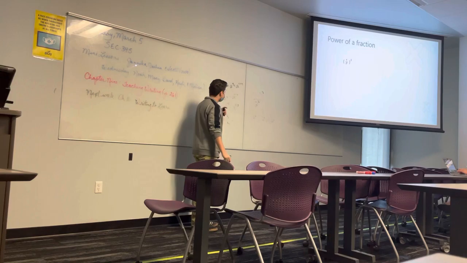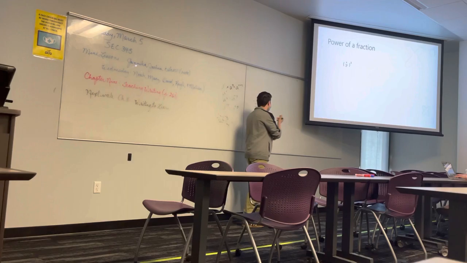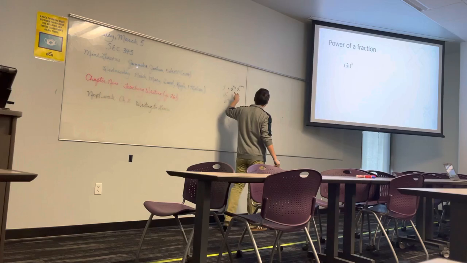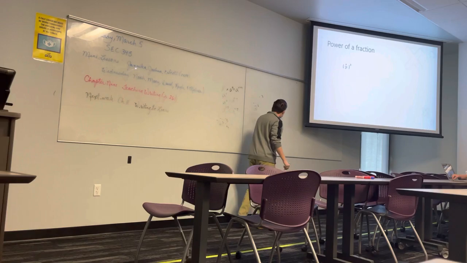So x times x times x, well, that's just x to the third, right? And then 2 squared times 2 squared times 2 squared. Well, remember what we said about adding the exponents for the multiplication rule with the same base. This time they have the same exponents, but 2 plus 2 plus 2 is 6. So that's what we get.